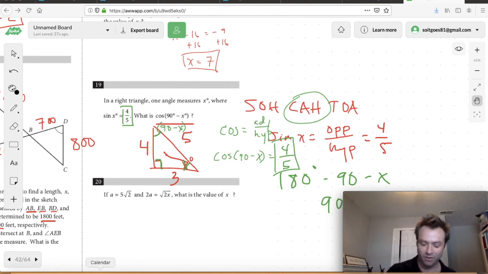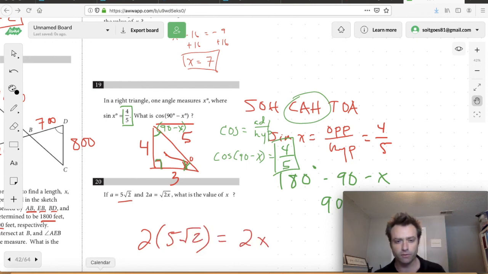All right, question number 20. We're going to have to do a little bit of algebra here, but it's no problem. If a equals 5 times the square root of 2, and 2a equals the square root of 2x, what's the value of x? So this is actually a system of equations. It's not super obvious, but they give you the value of a, right? It's 5 times the square root of 2. So I'm going to plug that in for a. So it's 2 times not a, but 2 times 5 times the square root of 2. And that equals 2x. Try to find x here, okay?